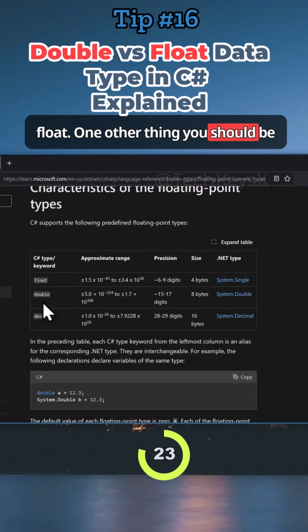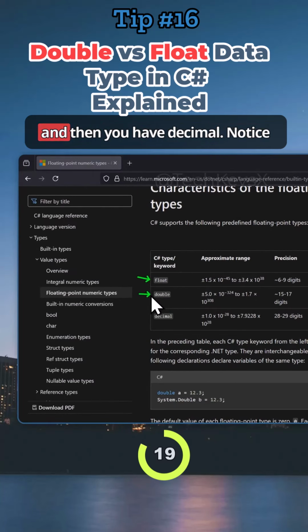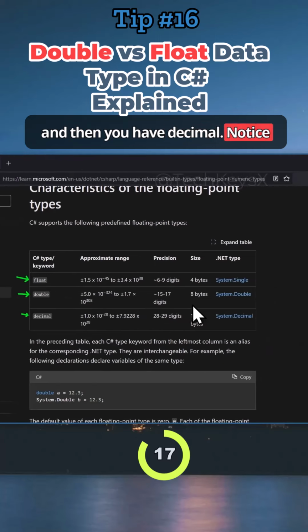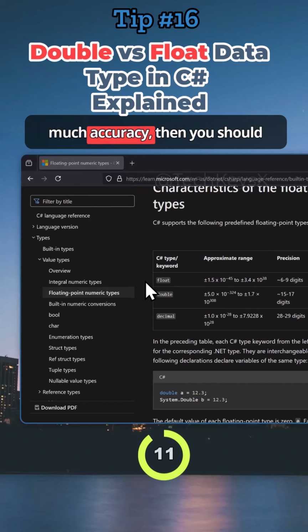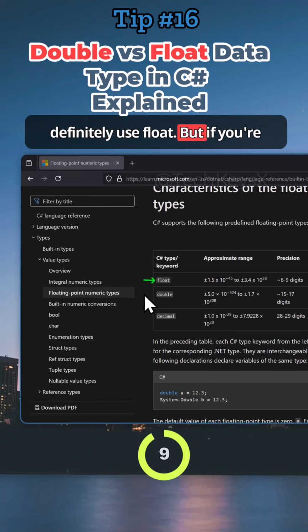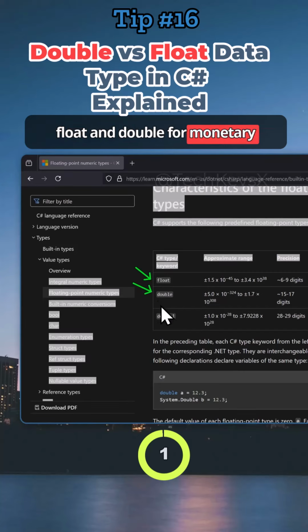One other thing you should be aware of is that float is the smallest data type, then you have double, and then you have decimal. Notice that the double over here takes up 8 bytes, whereas float takes 4 bytes. So if you don't need that much accuracy, then you should definitely use float. But if you're looking for more accuracy in your area calculations, then you should choose double. And you should avoid both of these, float and double, for monetary calculations.